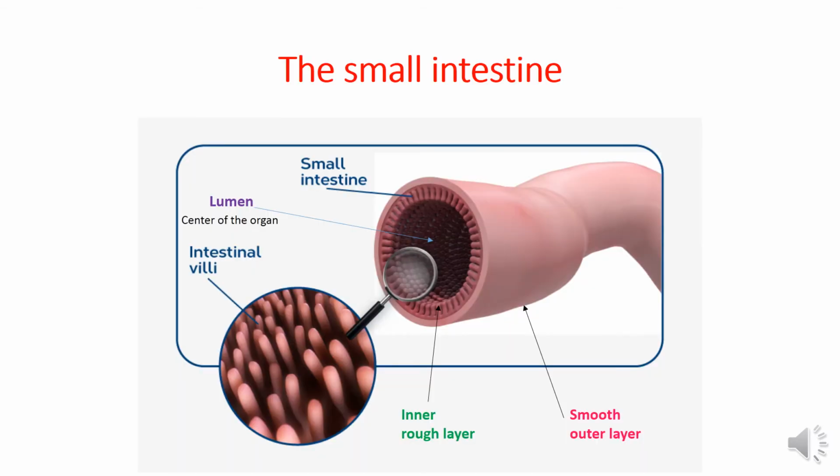This is the small intestine. The outer layer of the small intestine is smooth, while the inner layer is rough or rigid because of the presence of the villi. Lumen is the center of the organ. So the small intestine consists of the outer smooth layer, the inner rough layer, and also the lumen, which is the center of the small intestine.